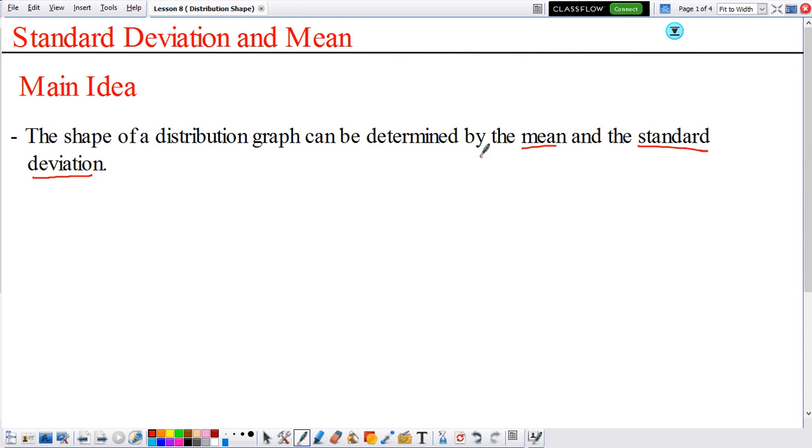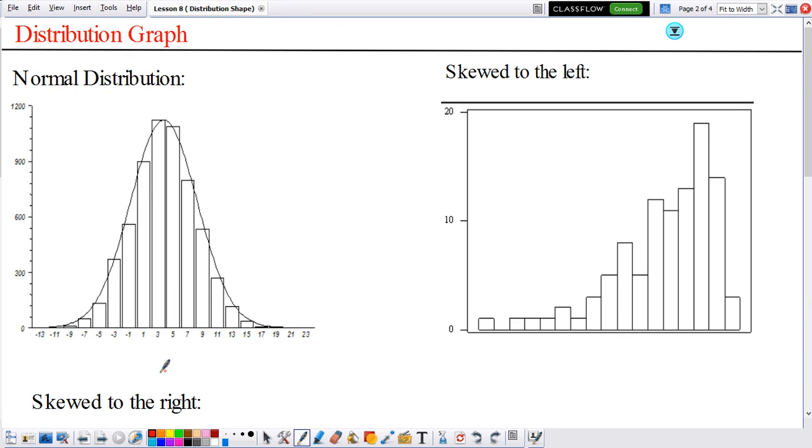We can use the mean and also the standard deviation to figure out the shape and how it's going to look like. So keep that in mind. Now, let's start with the shape of a distribution graph. In this lesson, or in this course overall, we are going to see three types of a distribution graph.